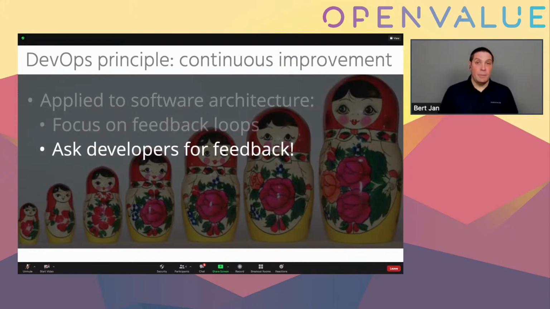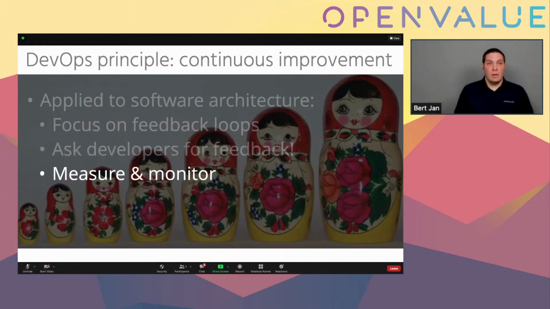Ask developers for feedback on these types of subjects. And measure and monitor. There are lots of things you can measure: speed of code changes, issues, defects, response times in production. If you design a system that's highly scalable, then I will be really interested in seeing the response times and scaling behavior of the application once it's running in production, to see whether what you designed is actually working. And if you find out that it's not working at all, okay, back to the drawing board, but at least you know.